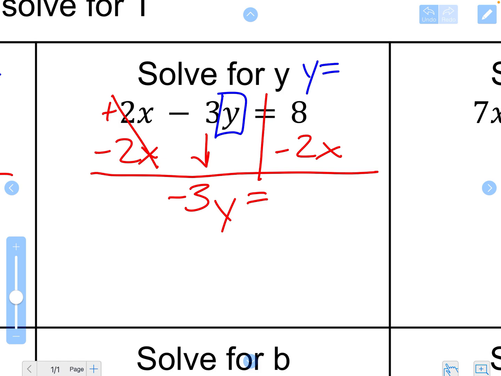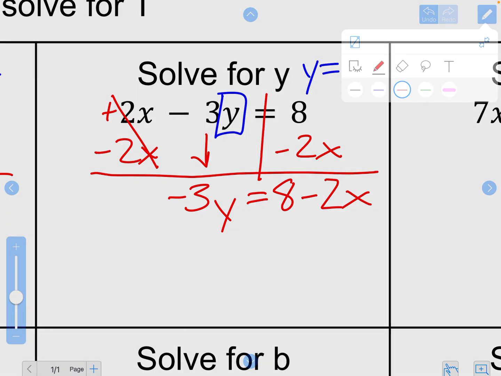So here on this side, I have a constant and a variable term. Because that 8 does not have an x, there's really nothing that I can do. So I'm going to write down my 8, and then I'm going to write down my negative 2x. Because again, they're two different terms, so I cannot combine them, so I just put them next to each other.